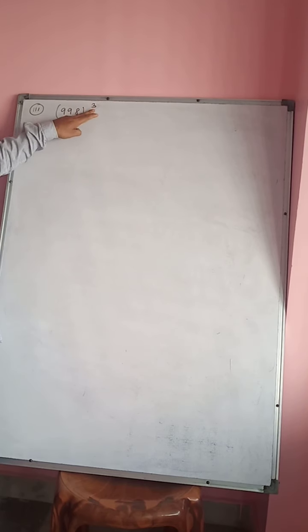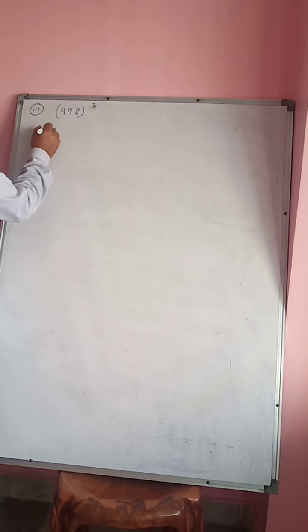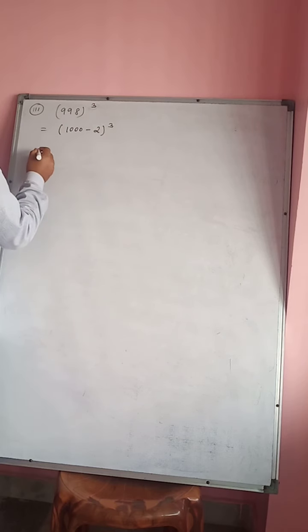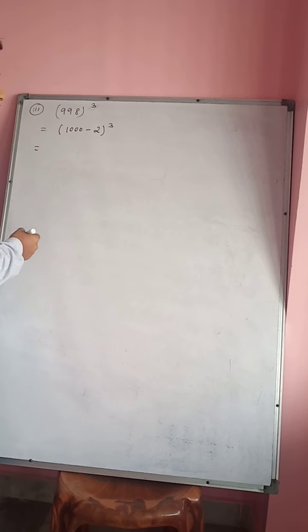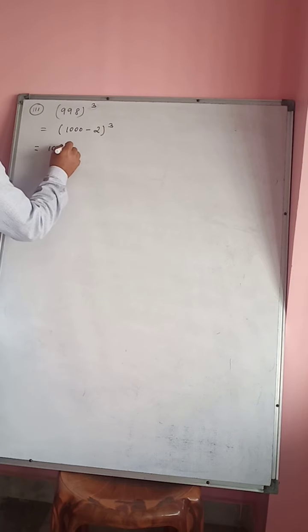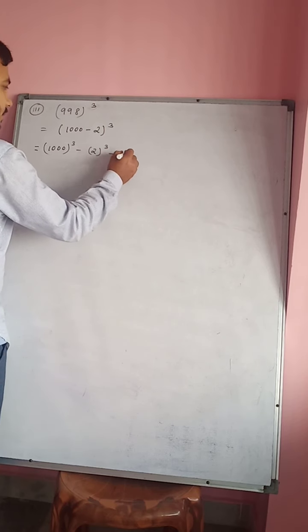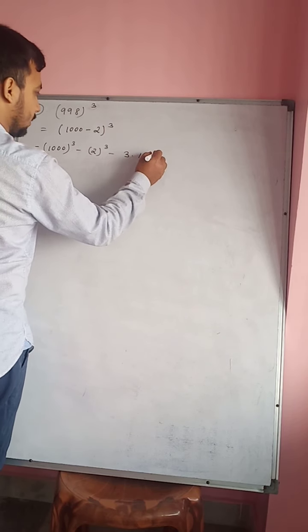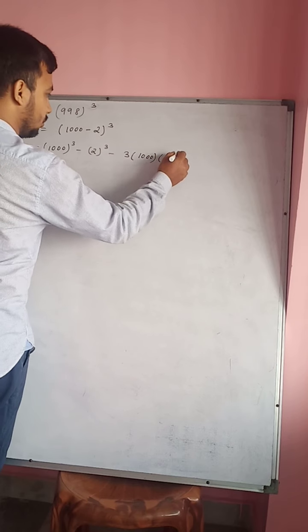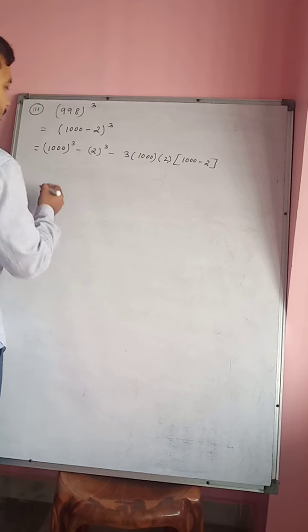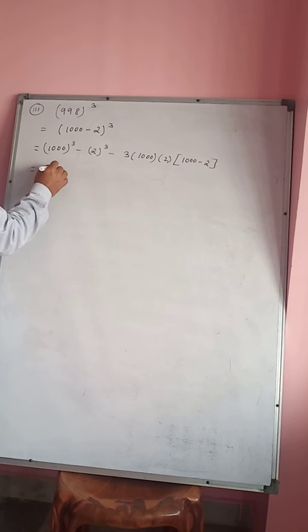Next question, 998 whole cube. So what we can write? This is (1000 minus 2) whole cube. So again we will use that minus identity. So this is a cube minus b cube minus 3 into 1000 into 2, in bracket 1000 minus 2. So this will be, there will be 9 zeros.